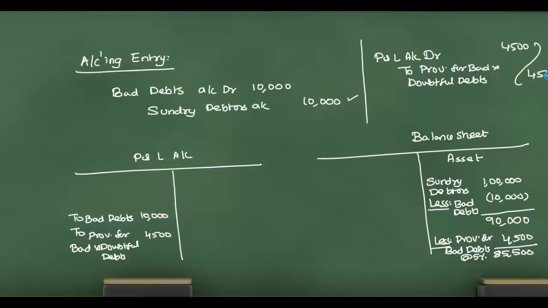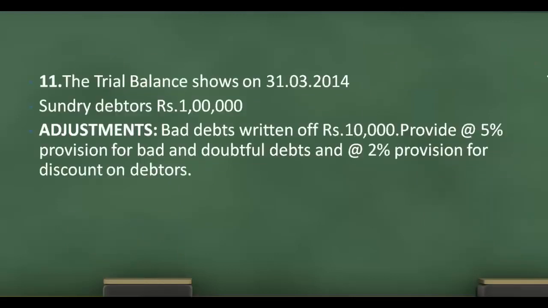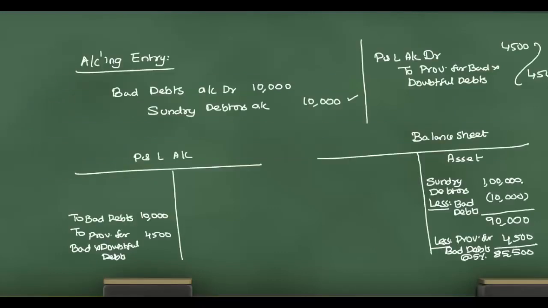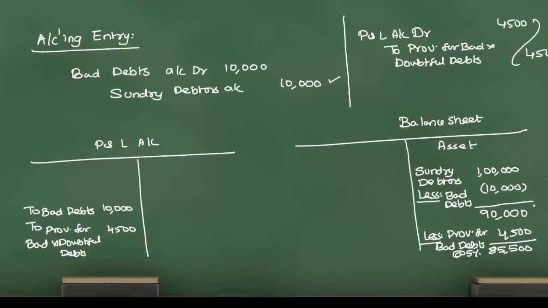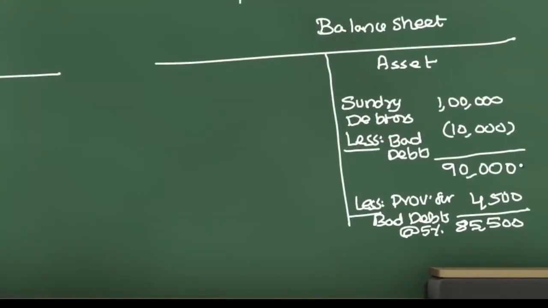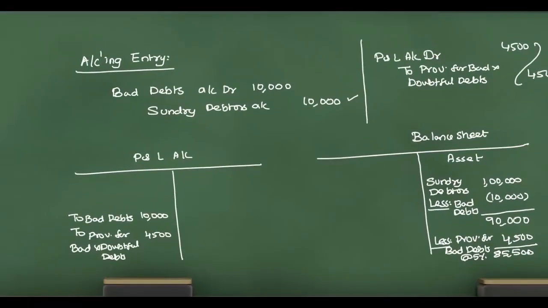But the question is not over. The question says we have to provide 2% provision for discount on debtors also. Students, if you look here, the company had debtors of 1 lakh, of which 10,000 is irrecoverable, so only 90,000 is recoverable. And out of 90,000 also, the company expects 4,500 may not turn up. So the good debtors for this company is only 85,500.